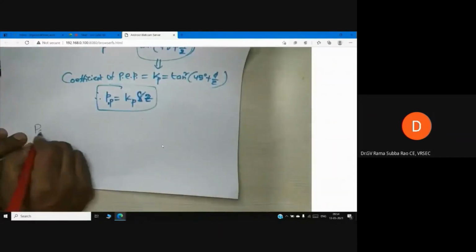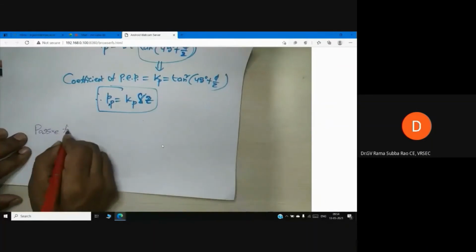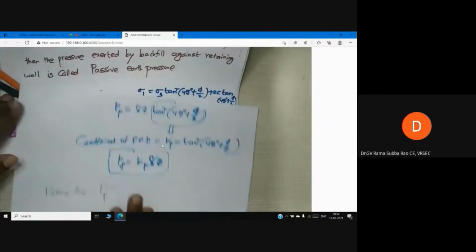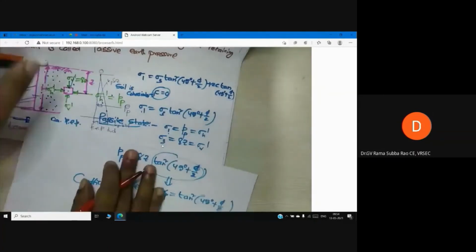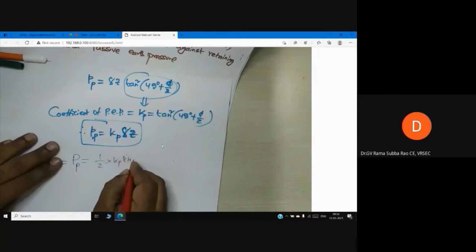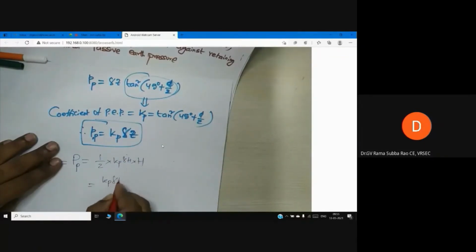Passive force, capital Pp, is equal to... how to calculate passive force? Half base into Kp gamma H into H. Now this will be Kp gamma H square by 2.